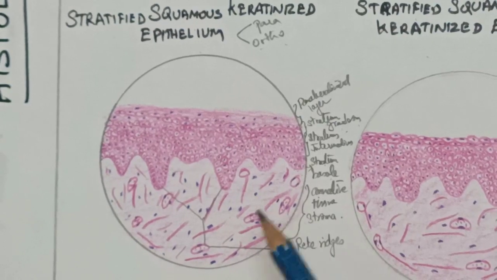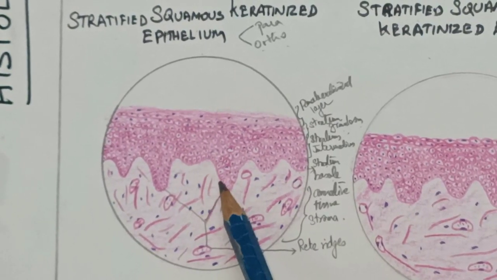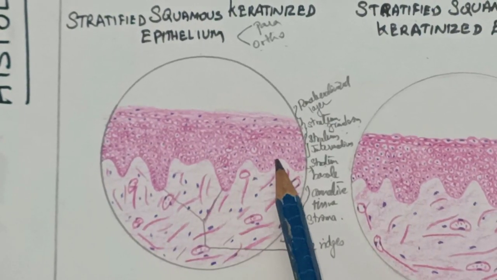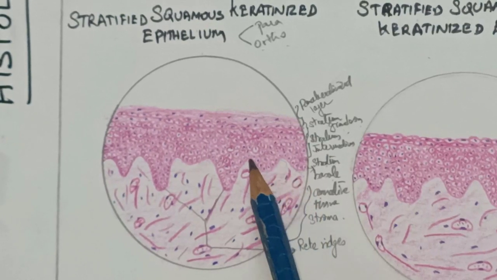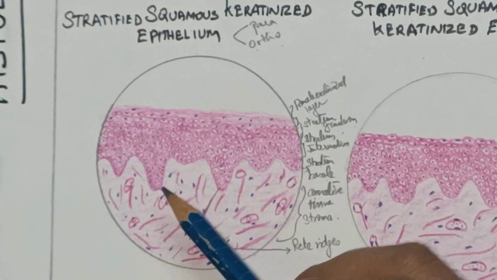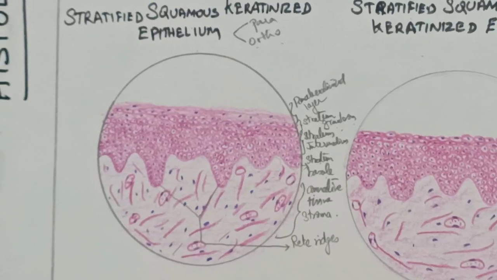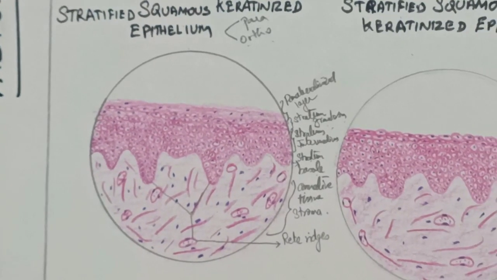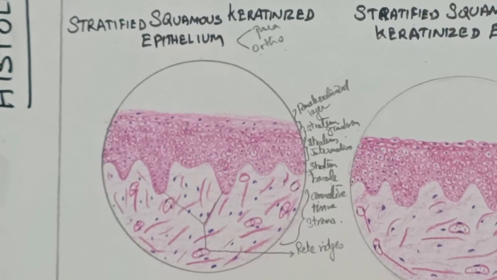So this layer is called, again I'll show very nicely, it is drawn in this. This line is called your basement membrane. Again, I'll be dealing in more detail with stratified squamous epithelium, stratified keratinized and non-keratinized epithelium. I'll be dealing with it in more detail in upcoming videos.